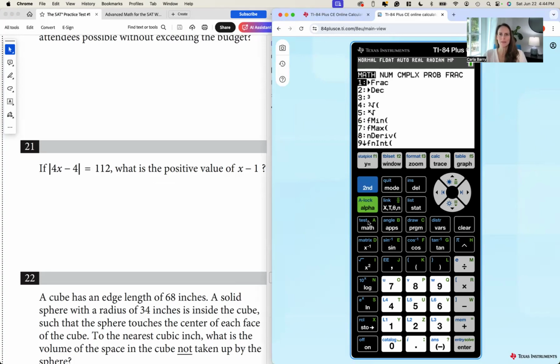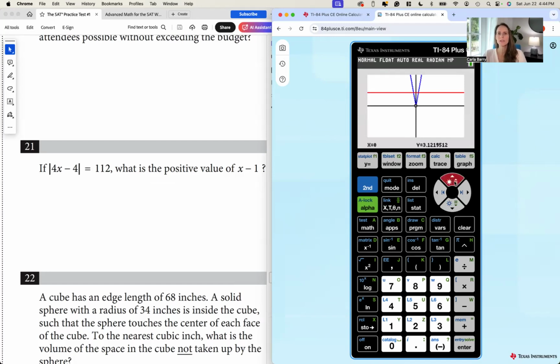So I'm going to press math, num, absolute, and I'm going to have 4x minus 4. That's one side of the equation. My other side of the equation is 112. And I'm going to graph. And I'm going to zoom out. And I'm going to zoom out even more. And I'm going to zoom out even more. There we go. So where these graphs intersect is the solution.